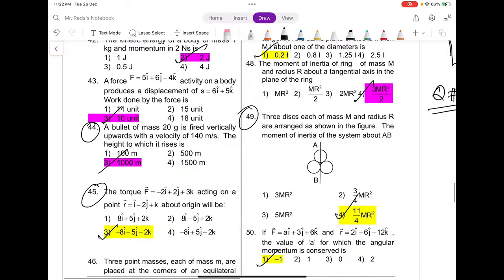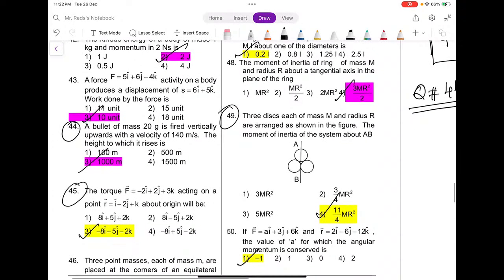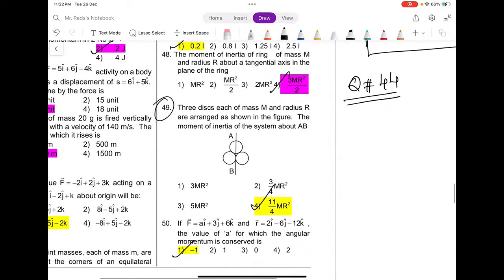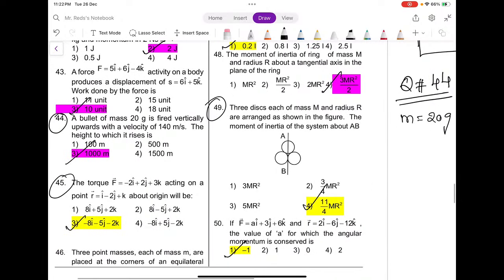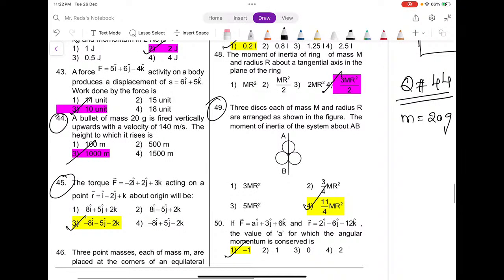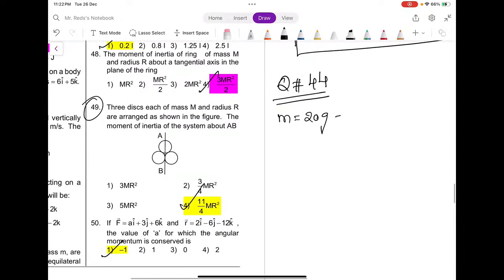So try to draw the given, write down the given data once. Mass 20 gram. M is equal to 20 gram. If you see the options, the height is given in meters, SI units. So all parameters should be mentioned in SI units only. So convert this into SI units. 20 into 1 gram is 10 power minus 3 kilogram.